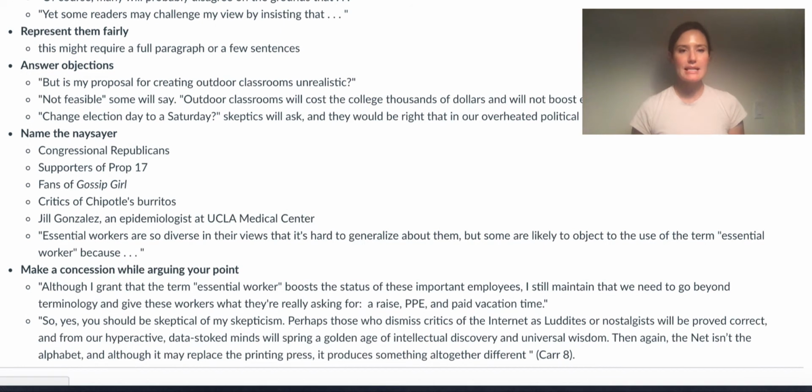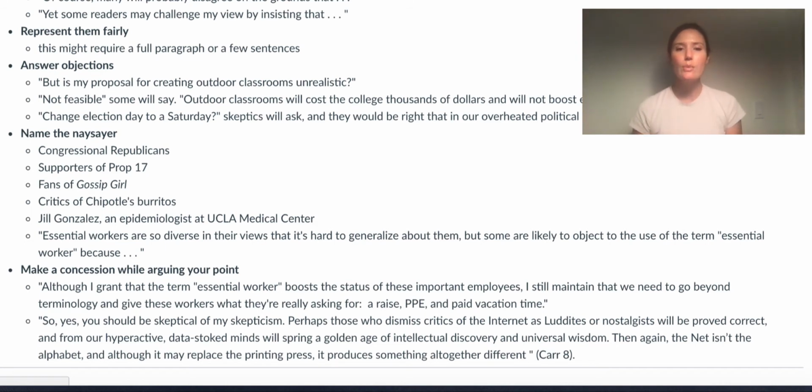When you're planting a naysayer, try to name that specific person or group or organization who might disagree with you. When you can be more specific, that's ideal. So instead of just saying "my opponents" or "people who disagree with me," you might say congressional Republicans or Democrats, or supporters of a particular proposition, or fans of this show, or critics of X, Y, or Z.